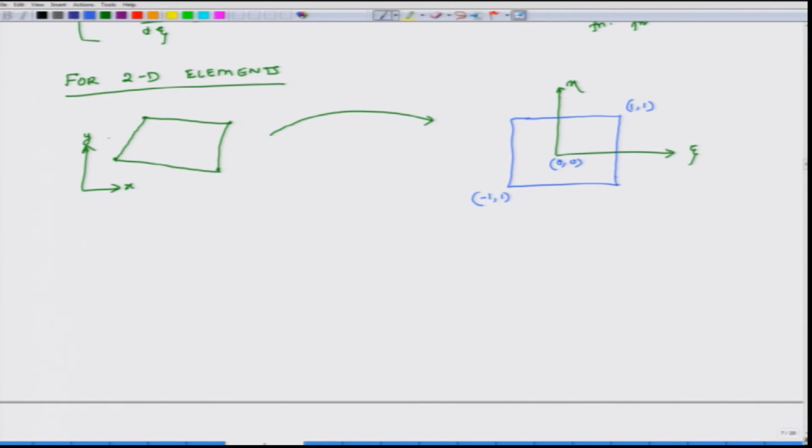And let us look at the node numbers. So, these are all local node numbers 2, 3, 4, and in the zeta domain this is node 1, node 2, node 3, node 4. So, this is the mapping. Now, here the mapping is for a 4 noded linear quadrilateral, okay.